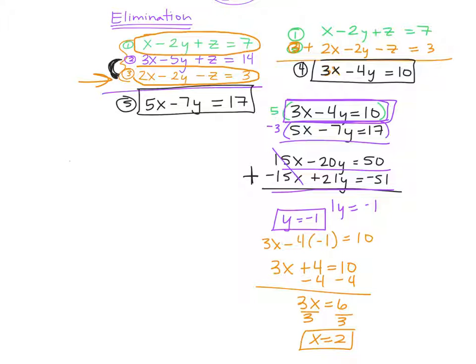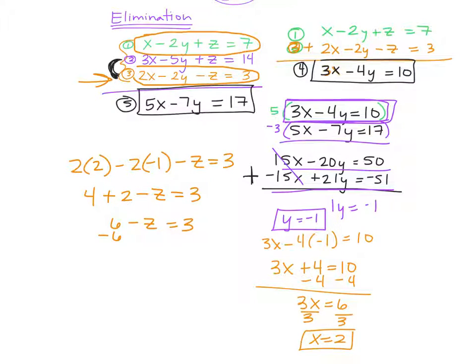Okay, so if we use this equation, 2 times the x value, 2, minus 2 times the y value, negative 1. Oh, shoot, I was going to do the top one. Oh, well. Minus z equals 3. Okay, so this is 4 plus 2 minus z equals 3. So 6 minus z equals 3. Take away the 6. You get a negative z equals negative 3. And then just divide by negative 1 to make it positive. Z is 3.